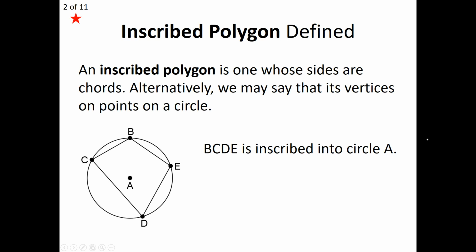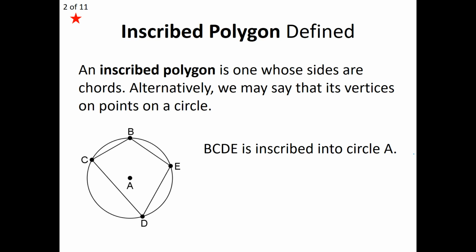And so we have an example below of an inscribed quadrilateral. We have the polygon BCDE, which is that inscribed quadrilateral because by our definition, all four sides of that polygon are chords. And also, by our alternative definition, each of the vertices of the polygon is on the circle.